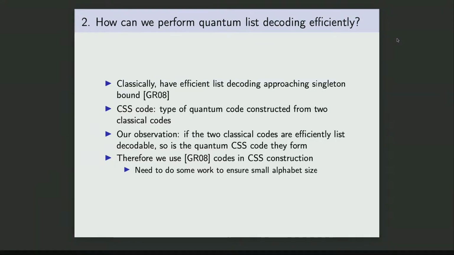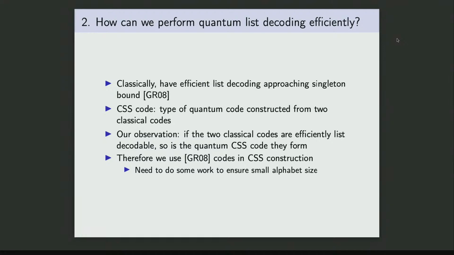So we now know that we can at least define quantum list decoding, but we also want to do it efficiently. Classically, again, we'll go back to the classical case, there are these codes introduced by Guruswami and Rudra called folded Reed-Solomon codes, which approach the classical Singleton bound with list decoding. And it also turns out there's this type of code called a CSS code.